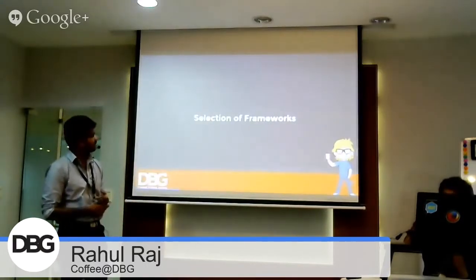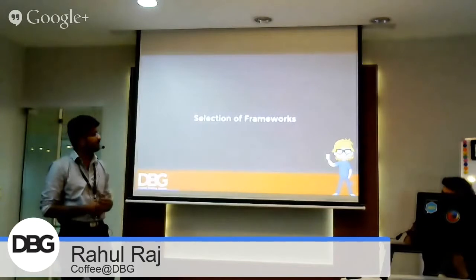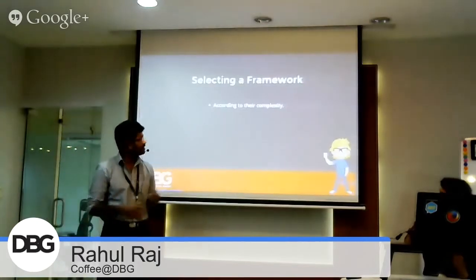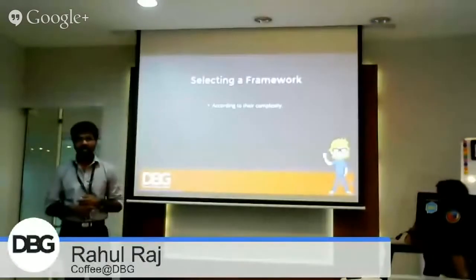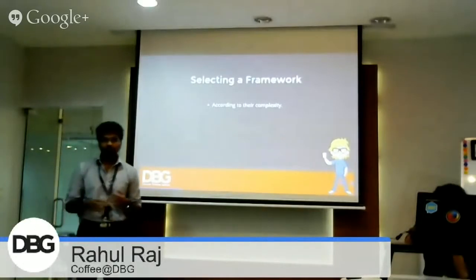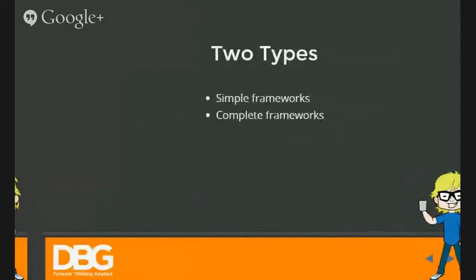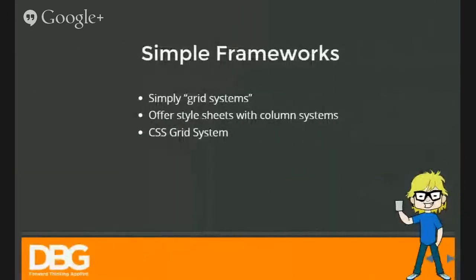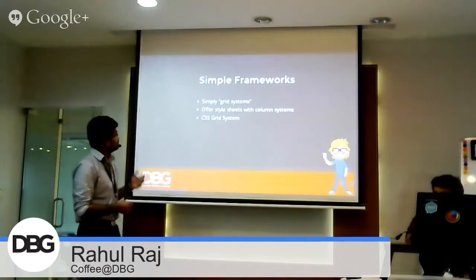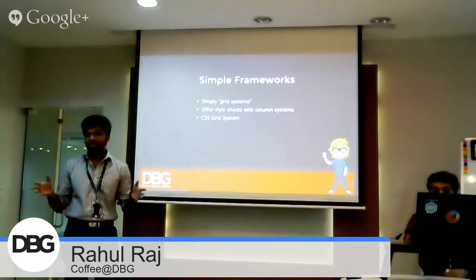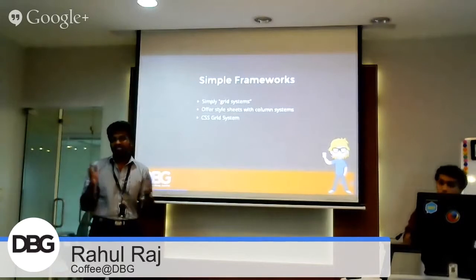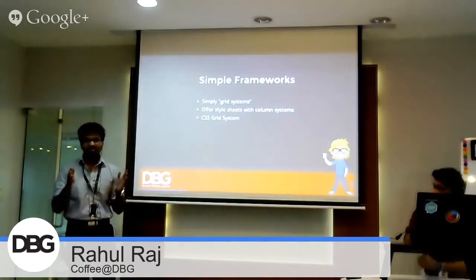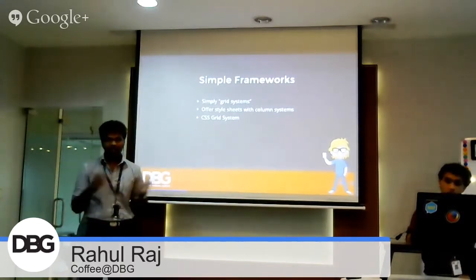Then comes the selection of a framework. It actually depends on the complexity of a project. Before that, we can discuss the two types of frameworks, that is, a simple framework and a complete framework. Then what is a simple framework and a complete framework? A simple framework is simply a grid system. It comes with a set of CSS files that consists of only a grid system, nothing more than that.